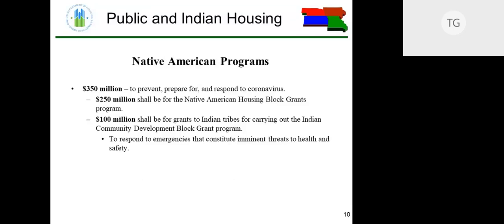The Native American programs have been given $350 million to prepare for, and respond to the coronavirus. The Native American programs are serviced out of the Denver office in Region 8.